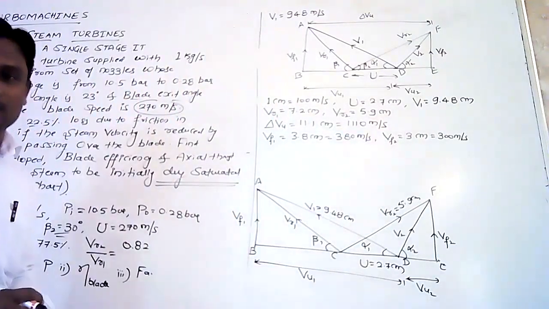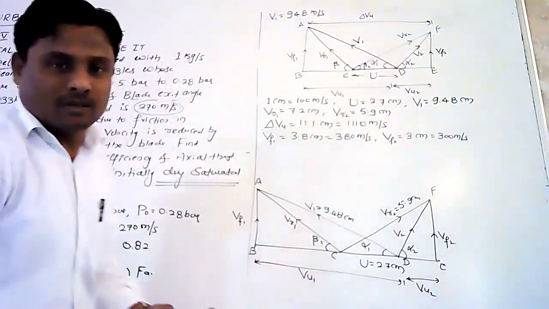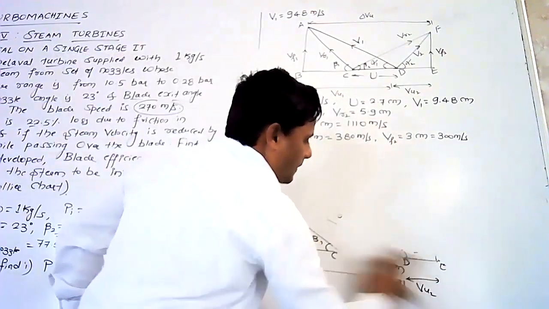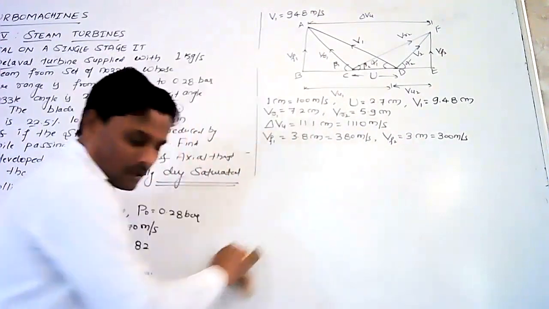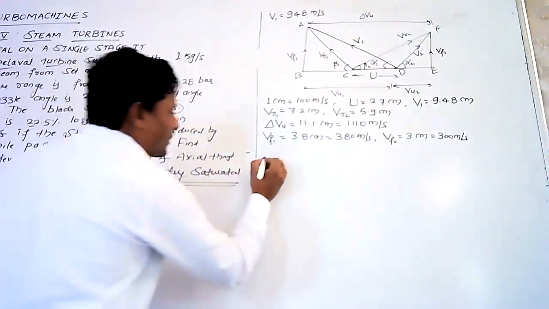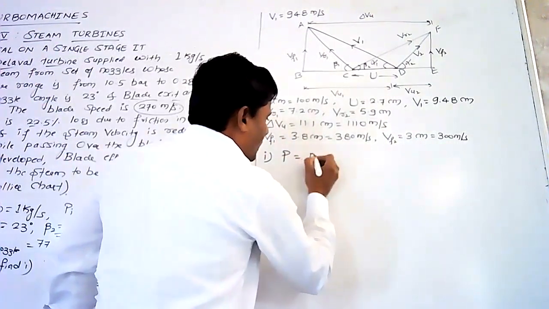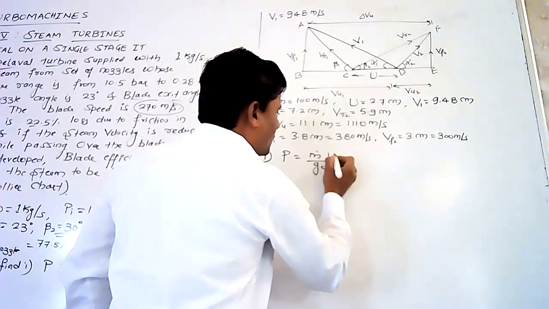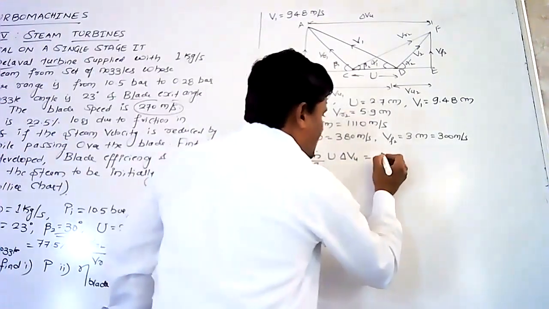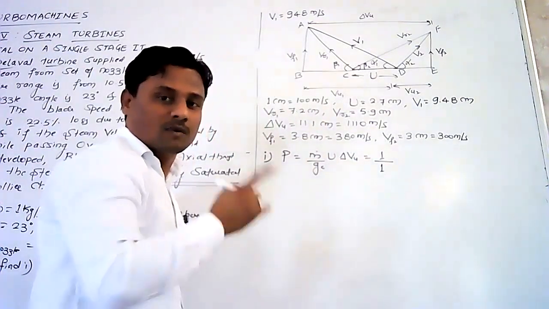Now let us proceed to calculating the various unknowns like power, efficiency, axial thrust, etc. The first bit of the numerical is to calculate the value of power P. Power P is given by the formula m dot by Gc into U into delta Vu. The mass flow rate is 1 kg per second. The value of Gc is always equal to 1, it is a constant.